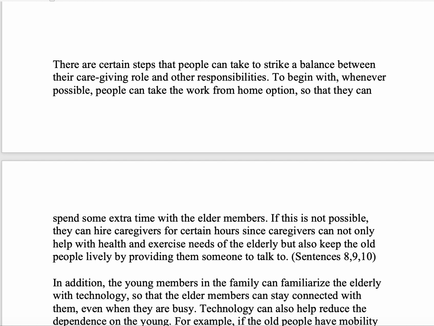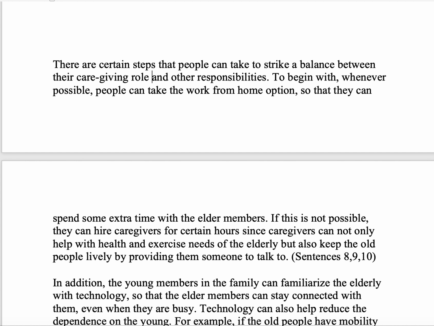That first solution I put in this essay was that they can take the option of working from home. Second solution is, if that is not possible, they can hire caregivers. Caregivers can be hired for a few hours. Of course, this is a costly option, but it's a good option. Caregivers come to the house and take care of the elderly, so the elderly don't feel out of place. So that's a better option in that sense.